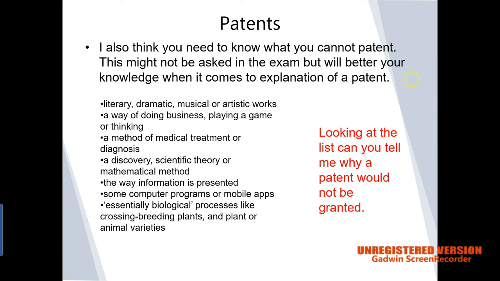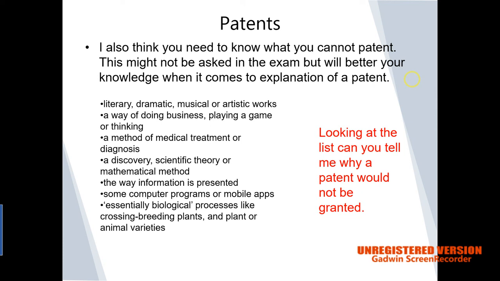If you've got a way of saving people's lives, is it right that you don't share it? So you can't just keep it and charge people money for actually doing that. Scientific theories and discoveries, mathematical, it's because they're there for the benefit of the world. Computer programs, mobile apps, essential biological processes. So there's a lot of stuff here you can't patent.